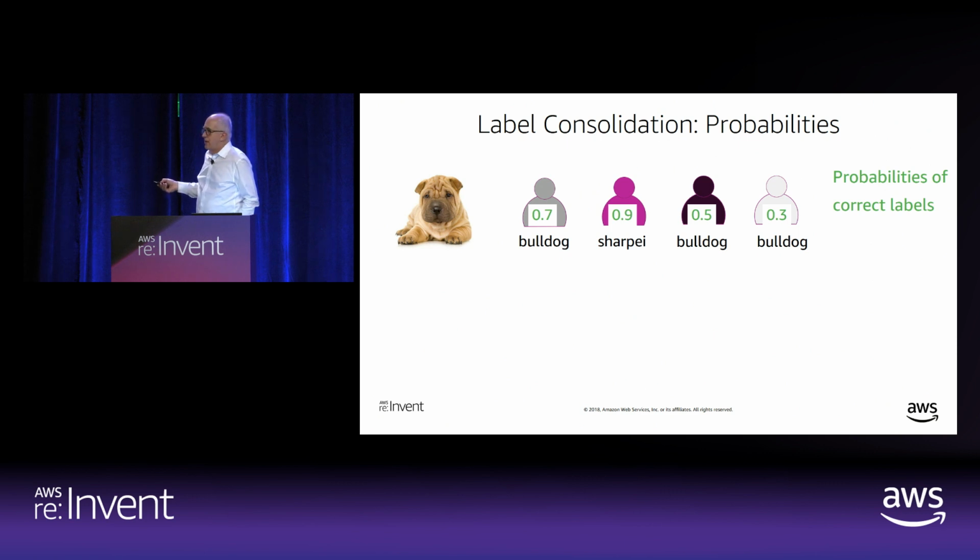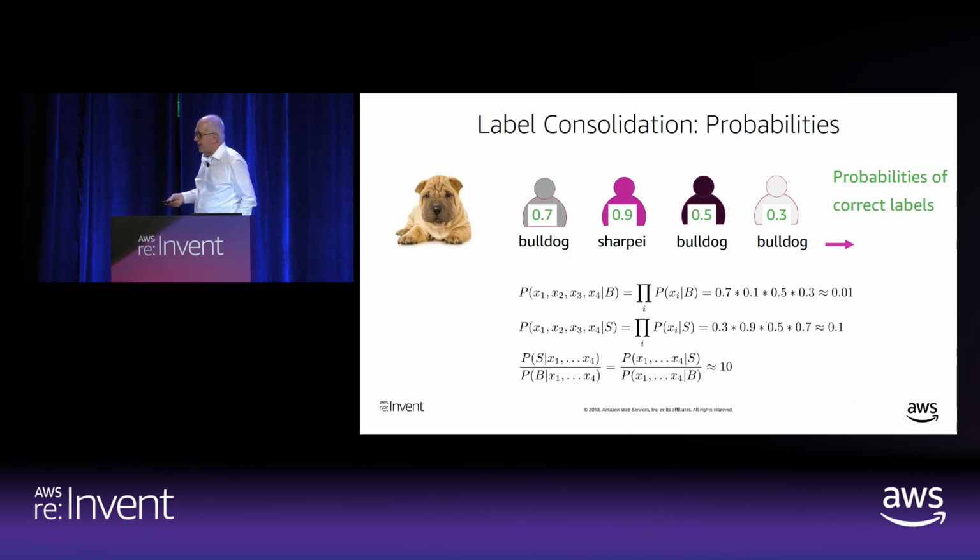Once you know the probabilities, you can consolidate the opinions of these people. There is some fairly simple math. It's Bayesian statistics. Some of you have gone through it in school. And now you can give the proper weight to each annotator. And so the final equation is here. What's the probability of a Shar-Pei versus a Bulldog, conditioned on what each person has said? And it turns out that it's 10 times more likely that Shar-Pei is the right breed because Anne is right most of the time.